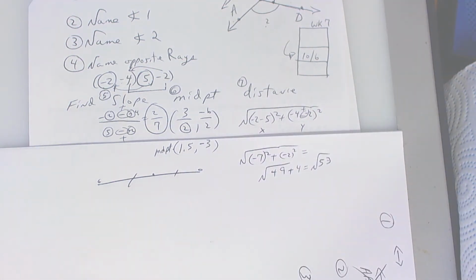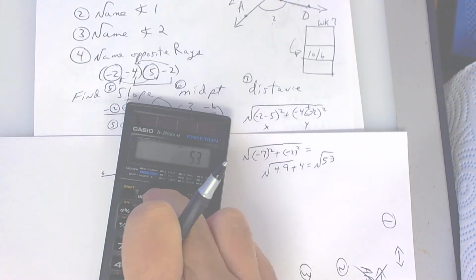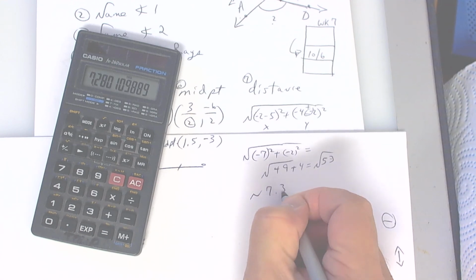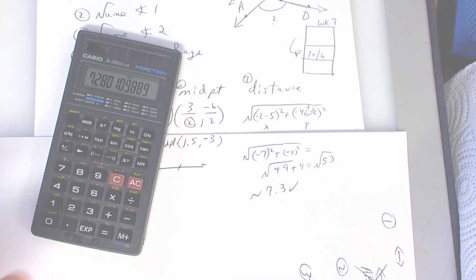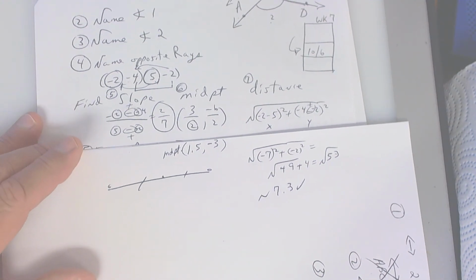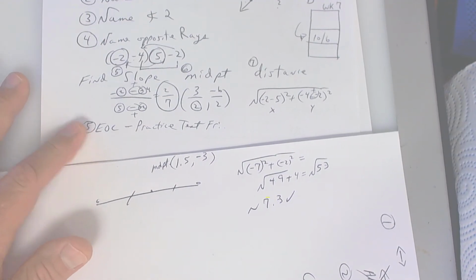And then you use your calculator. Make sure you can use your calculator. Watch. 53 shift square root. I get 7.3 approximately. And that's how you do distance. We're not going to try to simplify that one because 53, I think, might be a prime number. Again, we talked about the EOC.